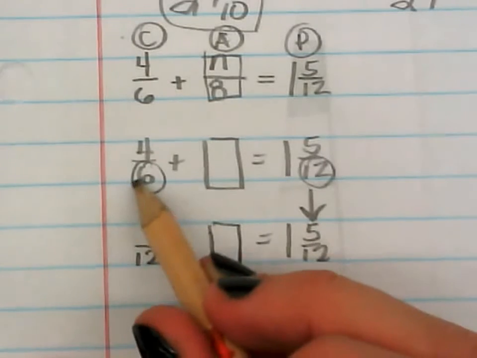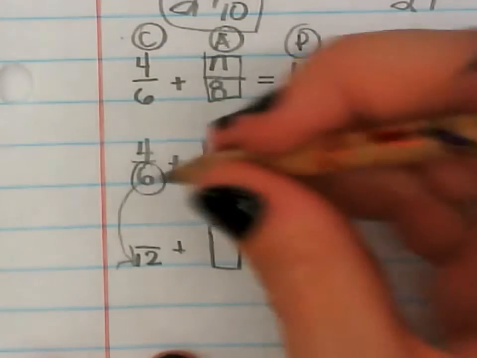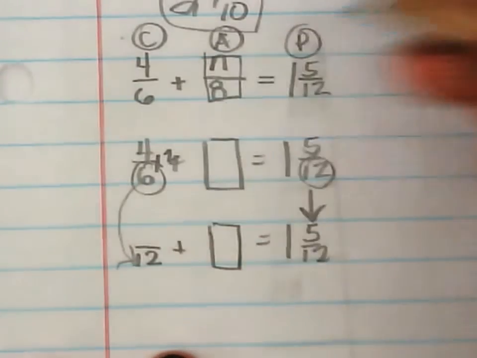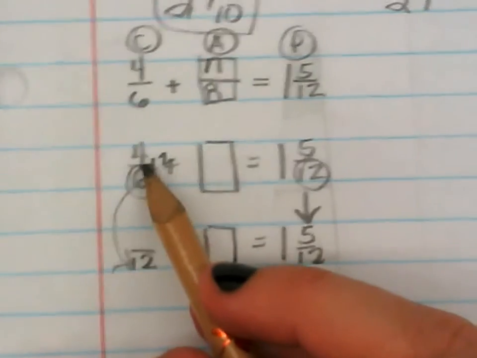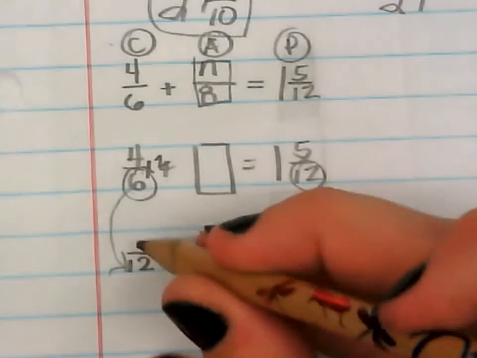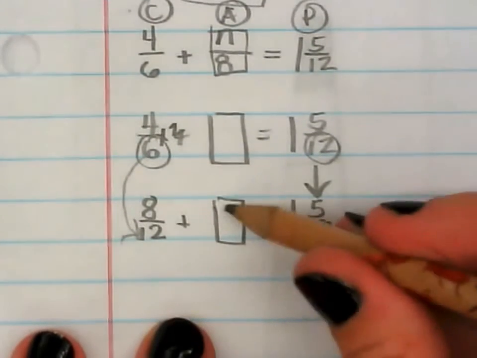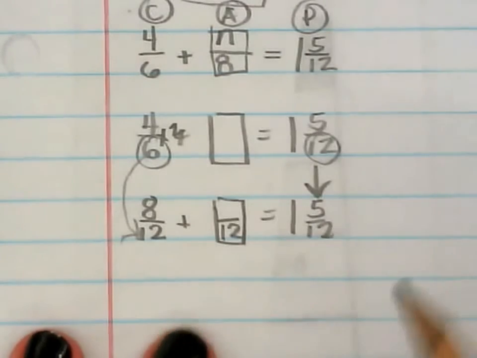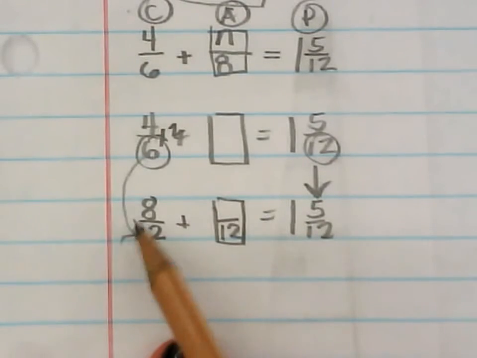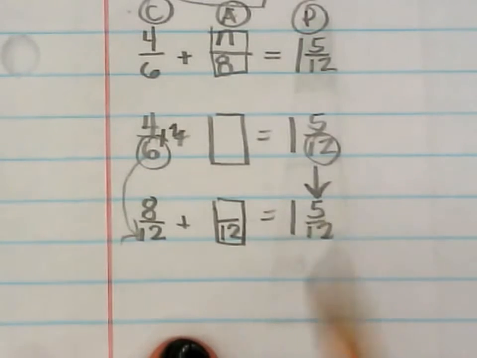Going back here, what did I do to go from 6 to 12ths? I multiplied by 2. What I do to the bottom, I must also do to the top. So I'm going to multiply my numerator of 4 by 2 as well, which is 8. Now what I do know about this missing fraction here is that it has to have a denominator of 12 in order for me to add it. So I need to figure out what can be added to 8 to equal 5.